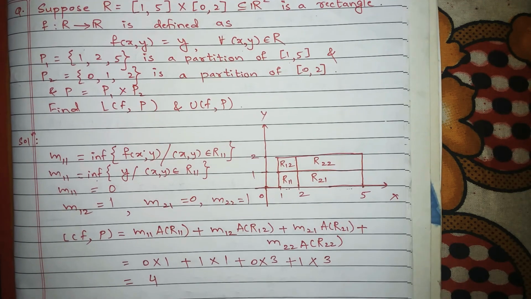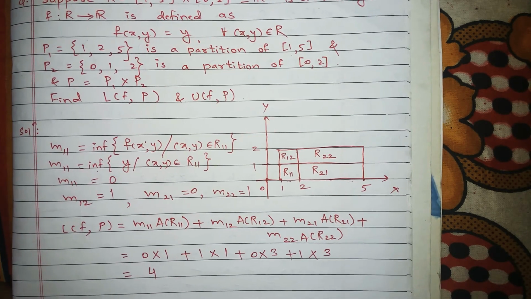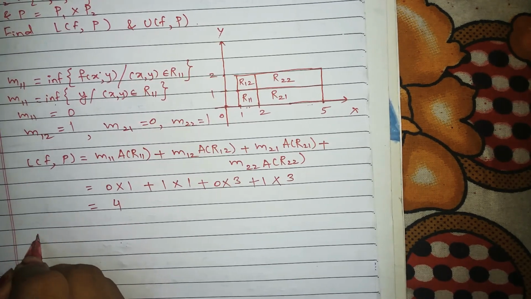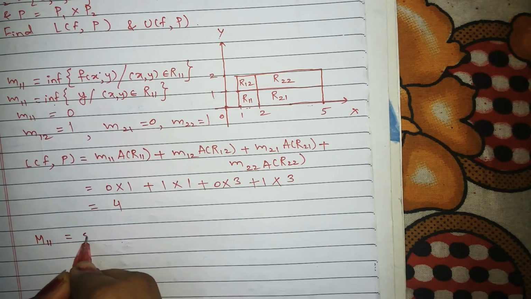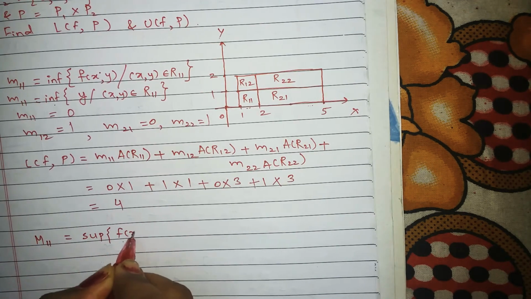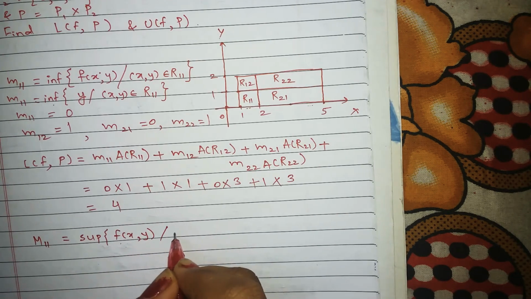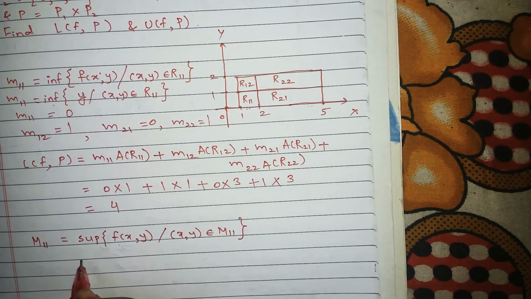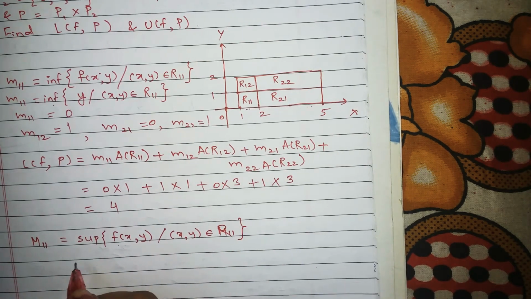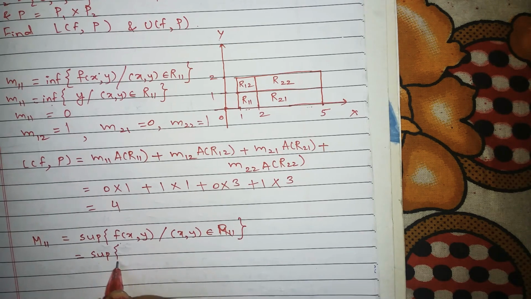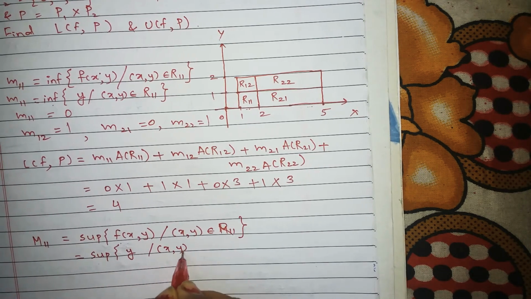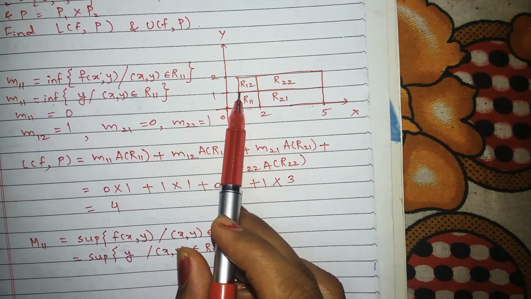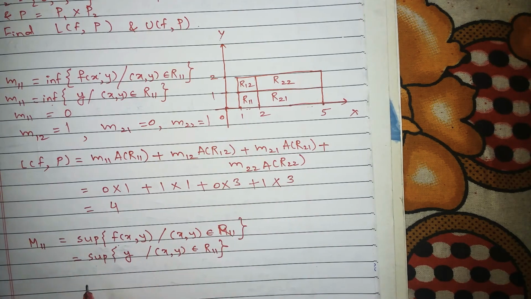Now let's move ahead. We have to find upper sum. For that we require supremum. So it is supremum of function f(x, y) such that (x, y) is coming from R11. So it is supremum of y such that (x, y) is coming from R11. Now look at the subrectangle R11. The highest value of y is 1. It is 1.